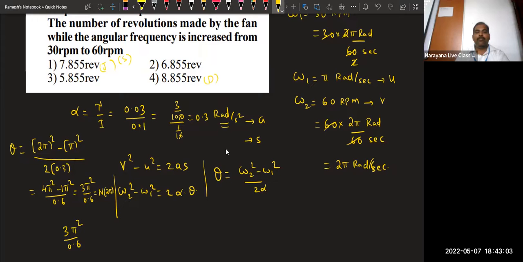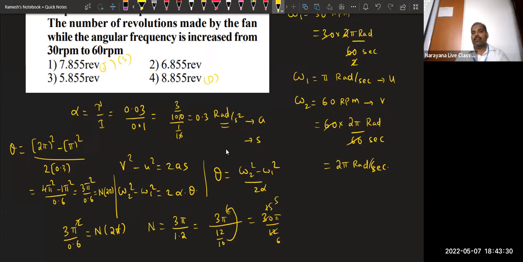So 3 pi square divided by 0.6 equals N into 2 pi. Pi cancels out. Number of revolutions is 3 pi divided by 2 into 0.6, which is 1.2. So 3 pi divided by 12 by 10, the 10 goes this side. So 30 into pi divided by 12. 2 15s are 30, 2 6s are 12, so that is 5 into pi by 2.